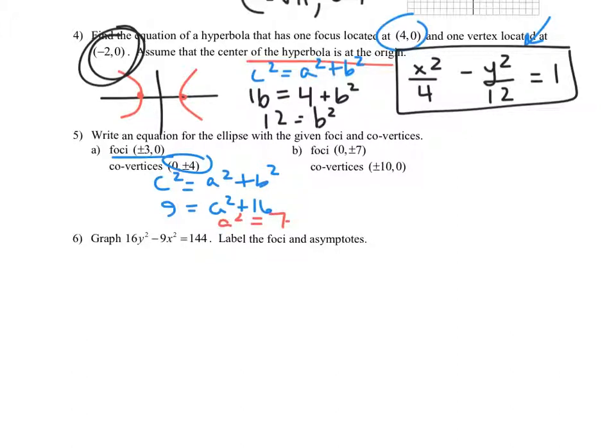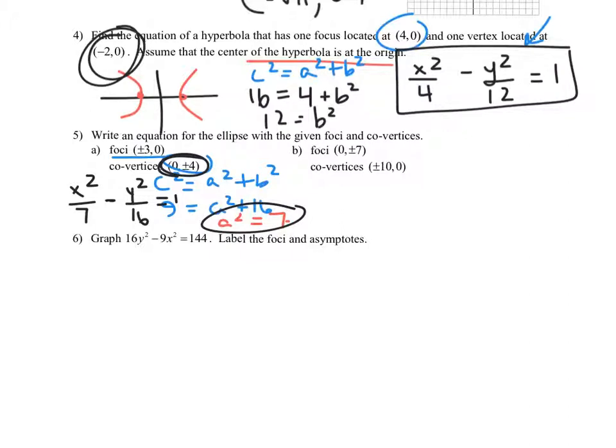And then you got to think about, is this hyperbola going left and right, or is it going up and down? Well, I can tell it's going left to right because the foci are going left to right, and the foci are always matched up with the vertices. So this one's going to go x squared over a squared, which is going to be 7, minus y squared over 16 equals 1.